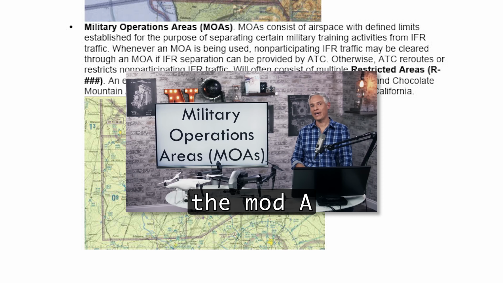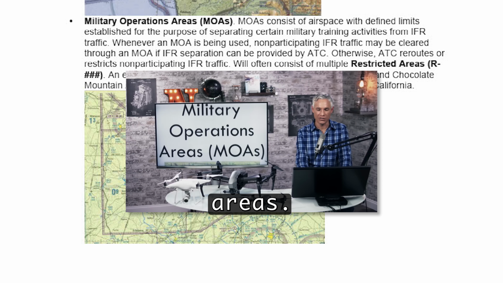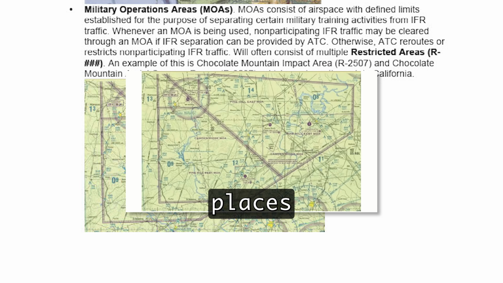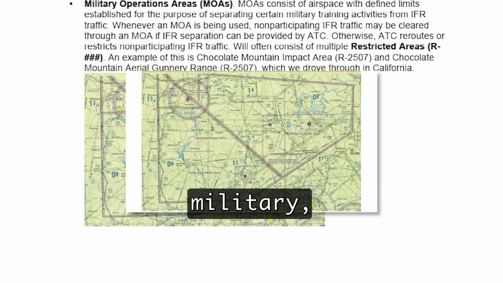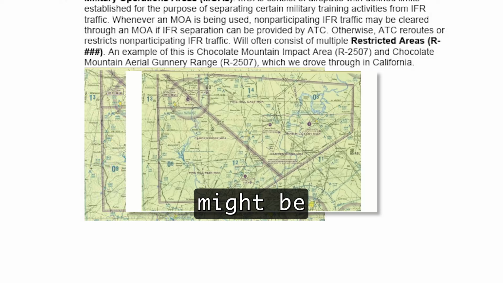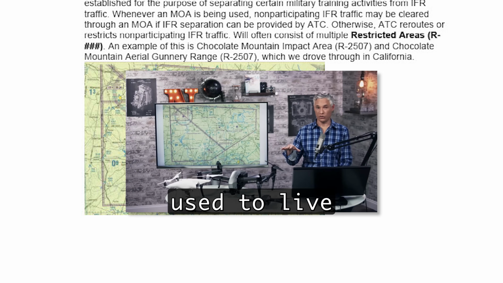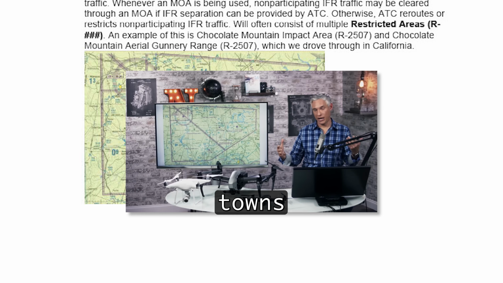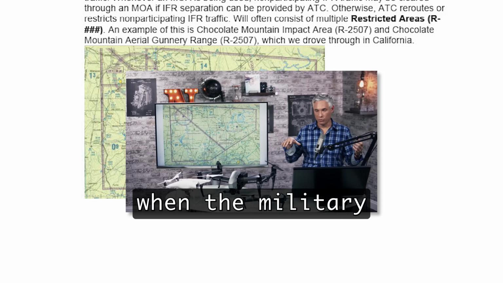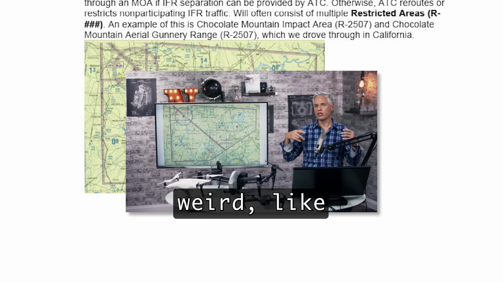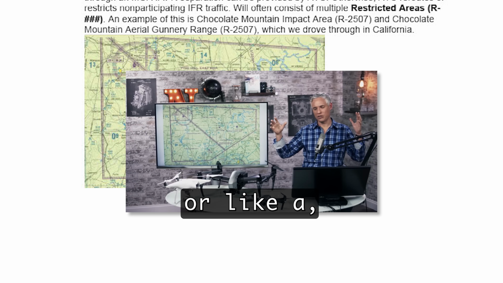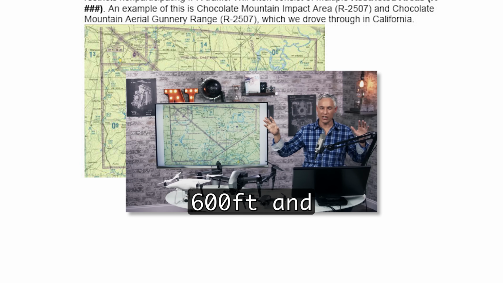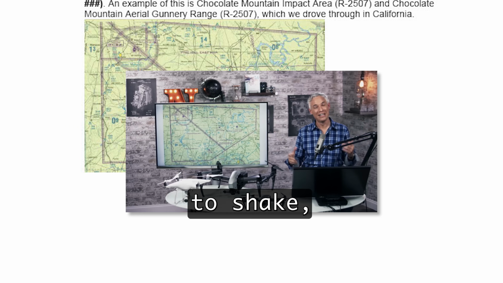Let's talk about the MOAs, the military operation areas. Here's an example of a military operation area on a map. These are places where the military, Air Force, Navy, anybody with planes might be flying exercises. I used to live in an MOA. It's not like they're deserted areas. They can have towns and neighborhoods and stuff. And when the military would be doing exercises, I'd get weird, huge dual rotor helicopters or a convoy of massive cargo planes coming in at 600 feet and just causing my whole house to shake.